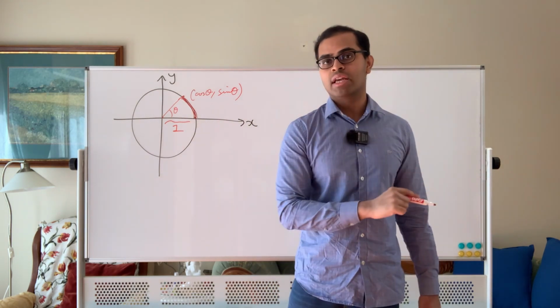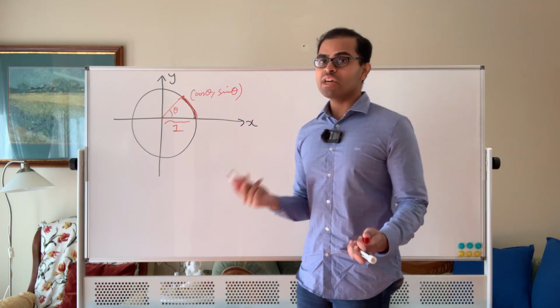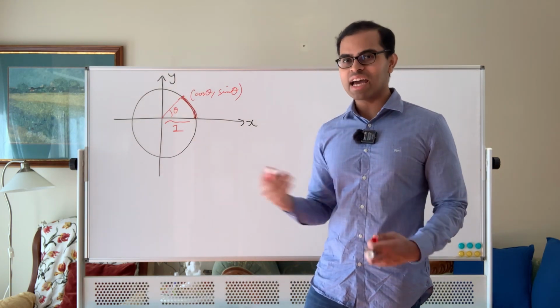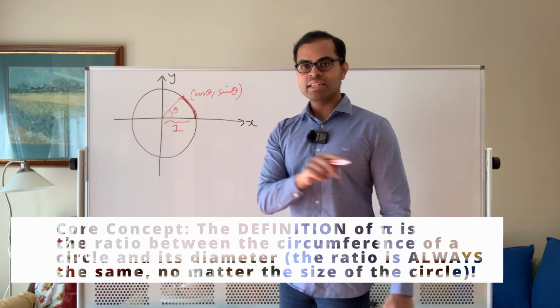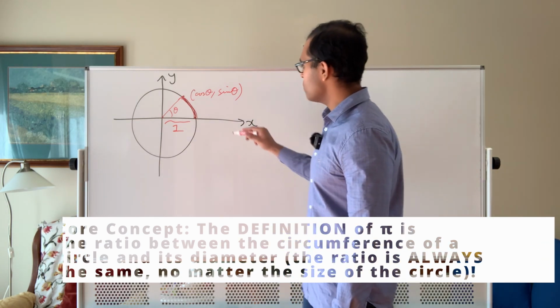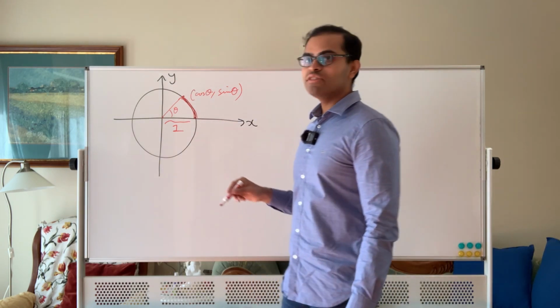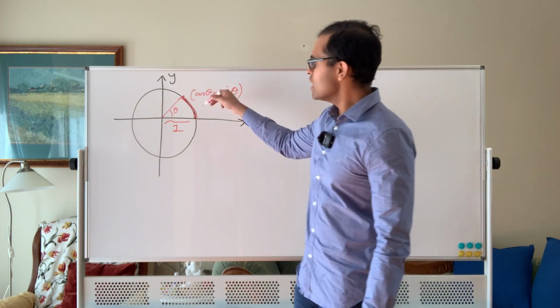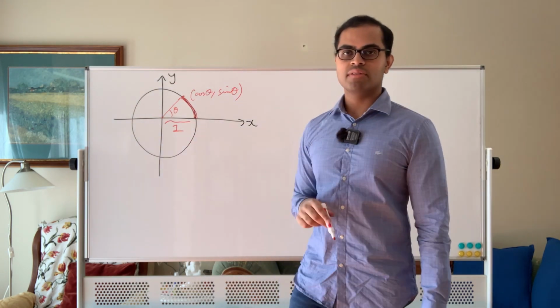2 pi times the radius is the circumference. That's the definition of pi: pi is defined to be the ratio between the circumference and the diameter. So if the radius is 1 and the diameter is 2, the circumference is 2 pi. So an angle of 90 degrees will be pi over 2 radians. An angle of 360 degrees will be 2 pi radians. It's just measuring angle by the circumference of the circle.